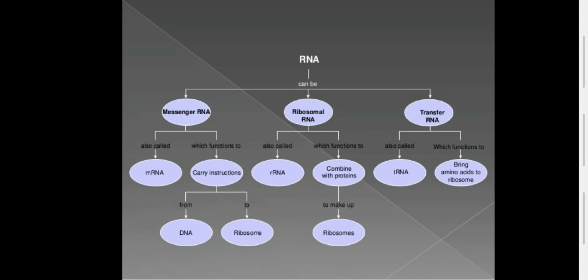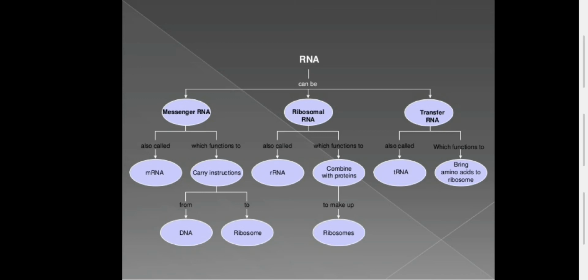RNA can be messenger RNA, in the sense that it carries instructions from DNA to the ribosome. That is why it is also called mRNA, whose function is to carry instructions from DNA to the ribosome. RNA can also be ribosomal RNA, or rRNA, whose function is to combine with proteins to make up a ribosome.